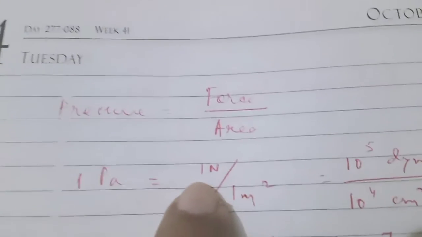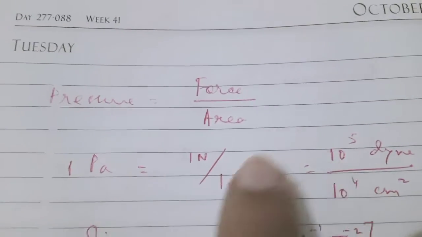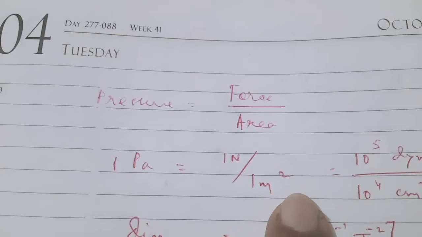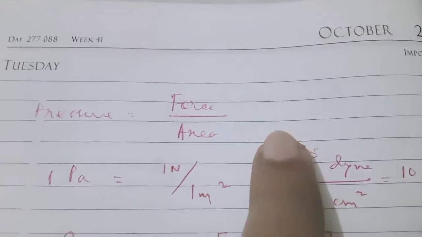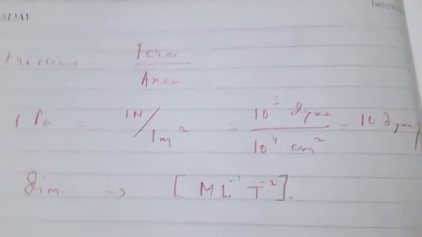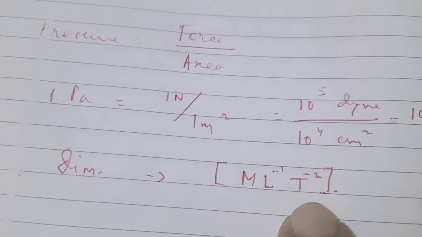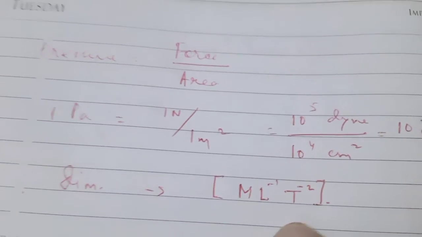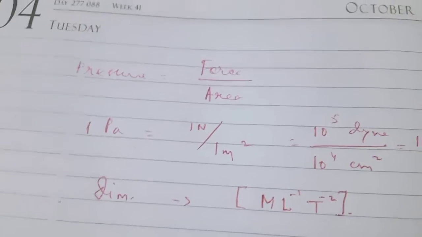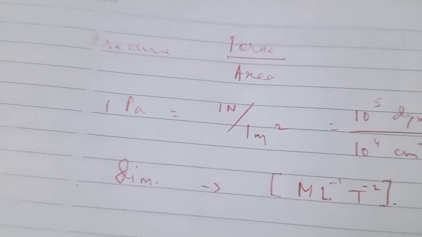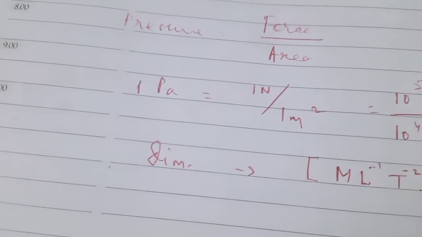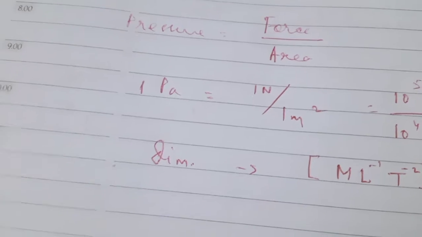If you convert into CGS system, 1 Newton means 10 to the power 5 dyne, 1 meter square means 1 meter into 1 meter, that means 100 centimeter into 100 centimeter, that means 10 to the power 4 centimeter square, so 1 Pascal is 10 dyne per centimeter square. What is its dimension? Dimension of mass, inverse length and time to the power minus 2. So kg per meter second square is the unit of Pascal in an indirect manner. Now, the normal force exerted by a liquid on any surface in contact with it is called the thrust of the liquid. So pressure is equal to force by area.